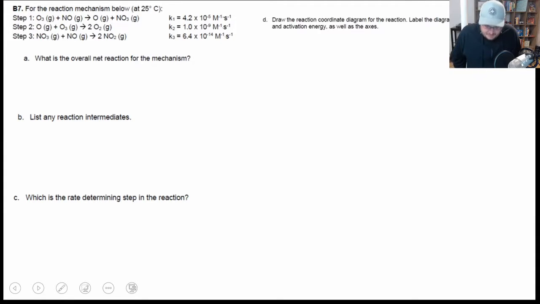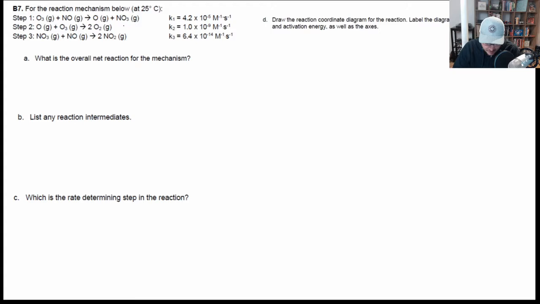B7, for the reaction mechanism below at 25 degrees Celsius, step 1 has one reaction rate, step 2 has a different reaction rate, and then step 3 has another reaction rate, right? So the first part of the question is, what is the overall net reaction for the mechanism? If we look at it right here, step 1 is O3 plus NO forms O plus NO3. Step 2 is O plus O3 forms 2O2. And then we have NO3 plus NO forms 2NO2 in this case.